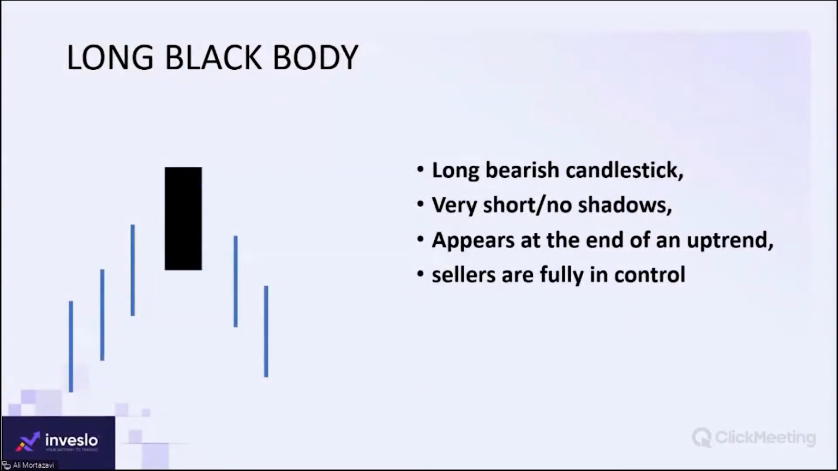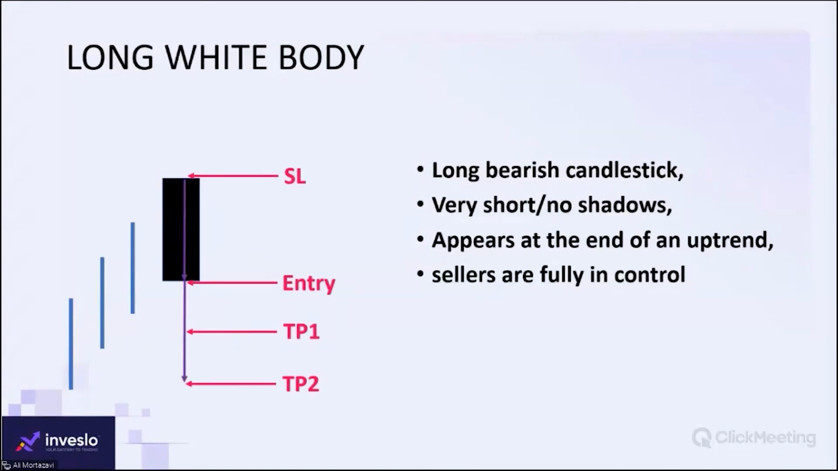Let's start the bearish candlestick patterns with the long black body, which is a long bearish candlestick with very short or no shadows, and appears at the end of an uptrend. It means the sellers are fully in control. We can trade it just by considering opening a sell position when the prices get below the low of the Marubozu. This is a long black body, and it represents that the market is fully in control of sellers.